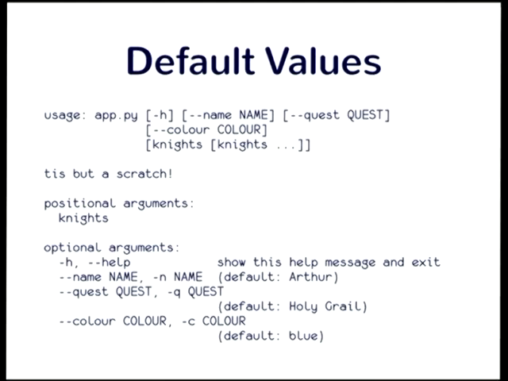And now here's the command line output. You can now pass in a name, a quest, and a color as options, and you can pass any number of knights, things, on the command line. Name, quest, and color all come with default values. So you can override them if you want, but you don't have to provide them if you don't need to.